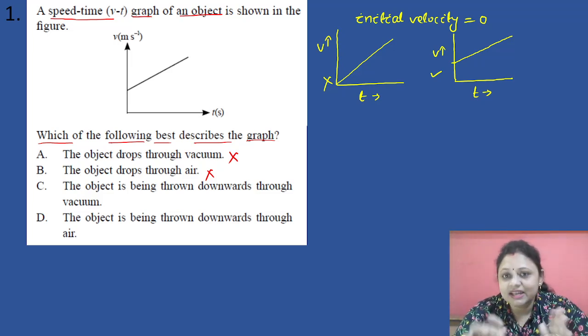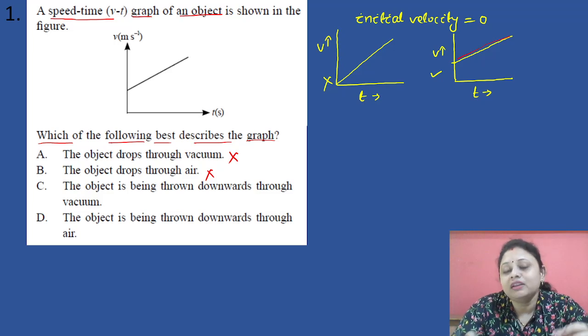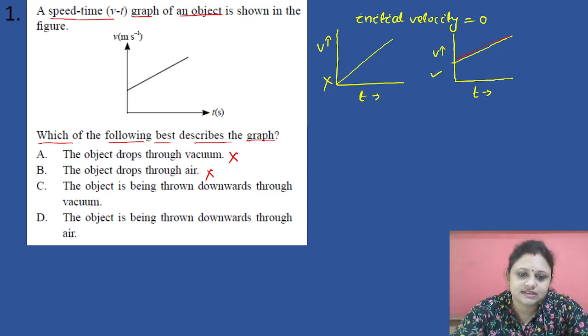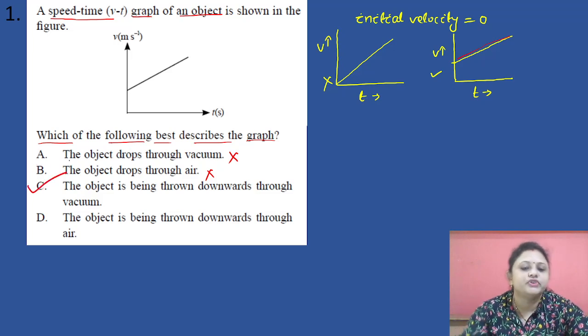So in that case, that graph will not be a uniform straight line. It won't be like this straight line. There will be some deviation. So it must be thrown in vacuum. As it is thrown in vacuum, there is no deviation, no change in acceleration. There is a constant acceleration, that is the acceleration due to gravity. Okay. So here the correct answer is option C.